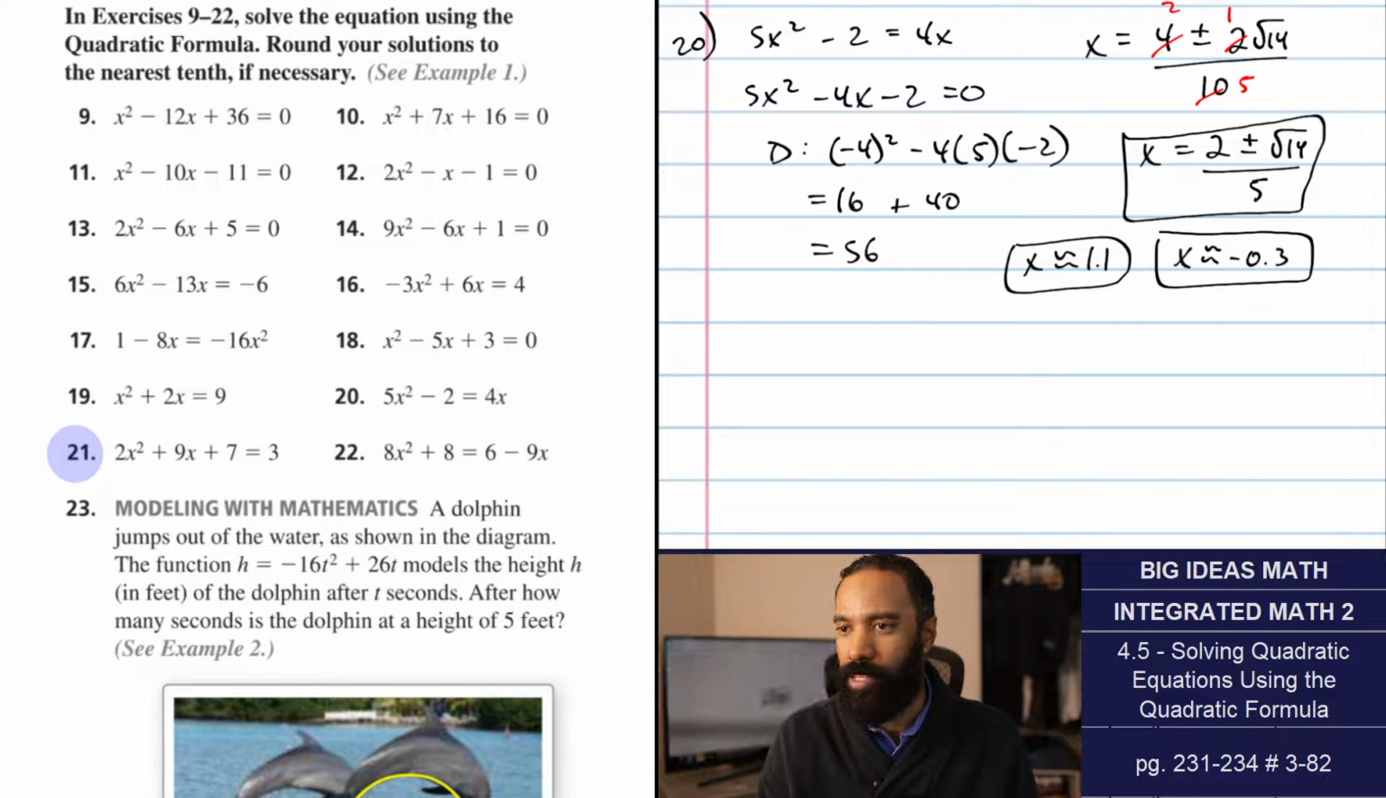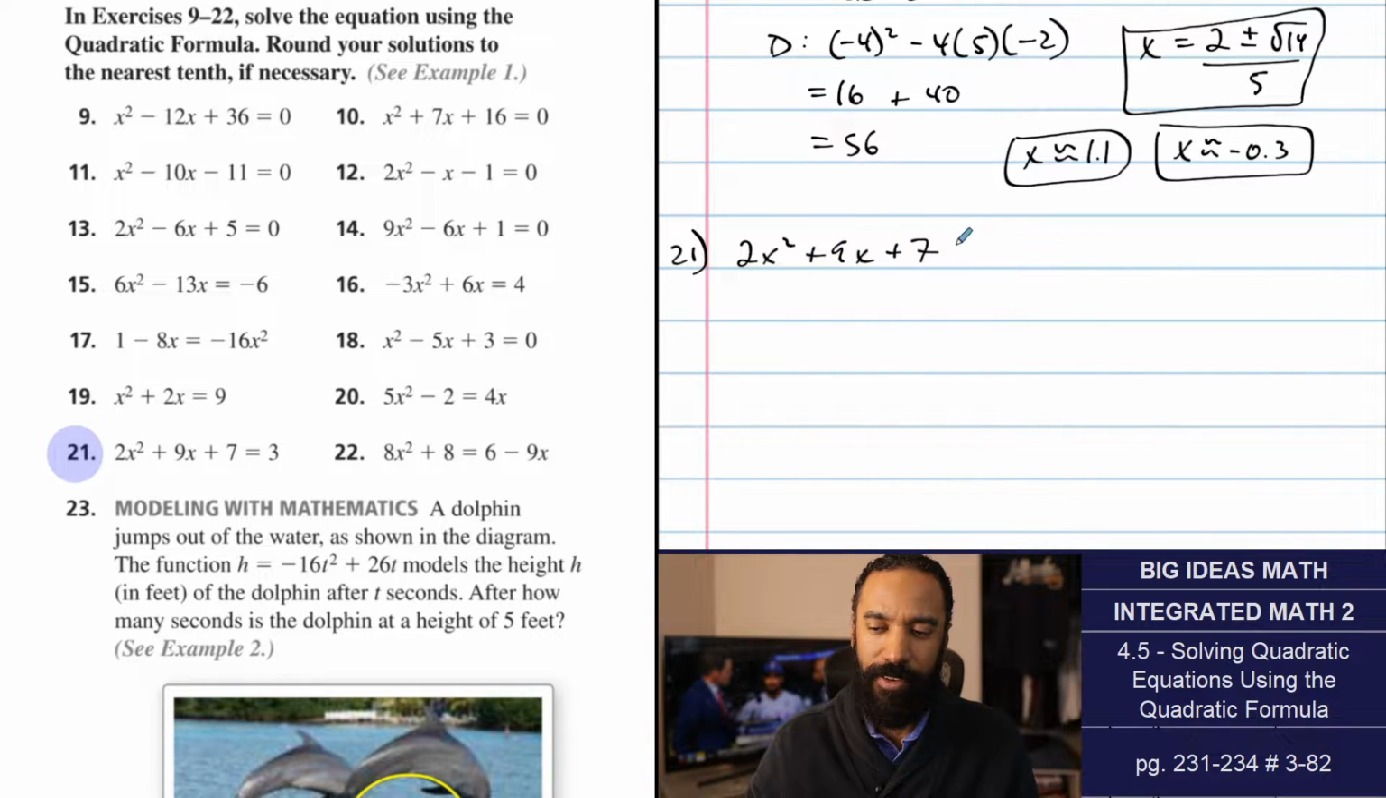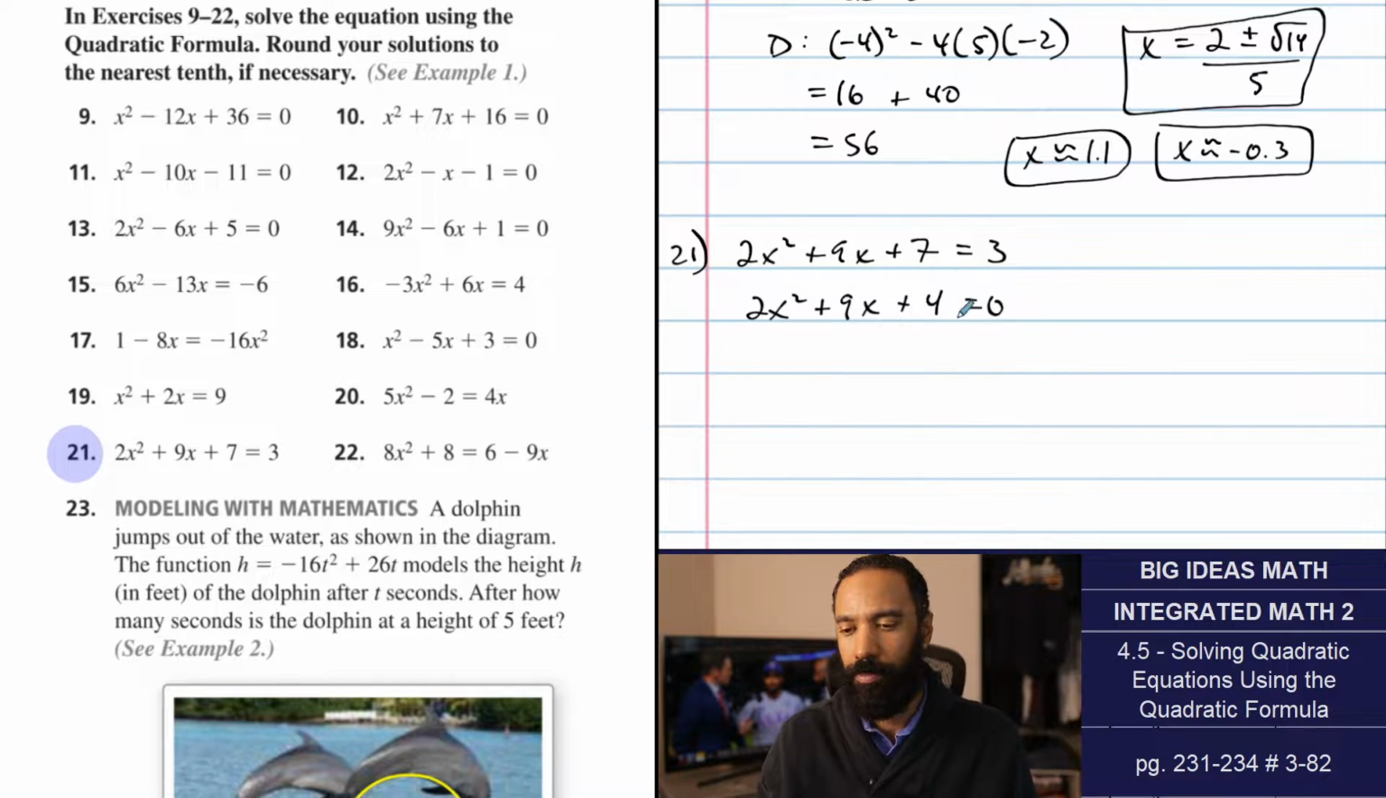2x squared plus 9x plus 7 equals 3. Quadratic formula wins. Let's subtract 3 from both sides of this equation. 2x squared plus 9x plus 4 equals 0. This is factorable. I take it back. This is factorable. Factoring would have won. We're going to get x equals negative 4 and x equals negative 1/2.